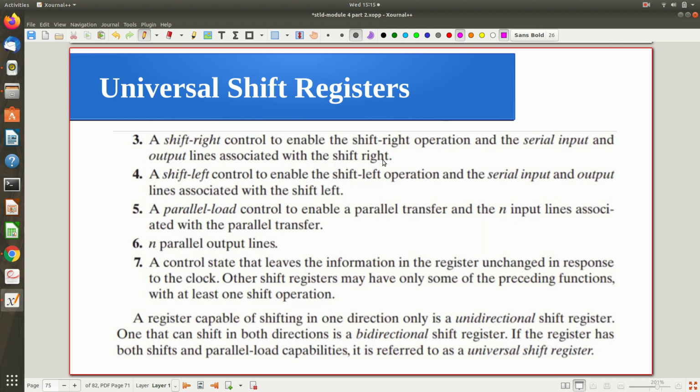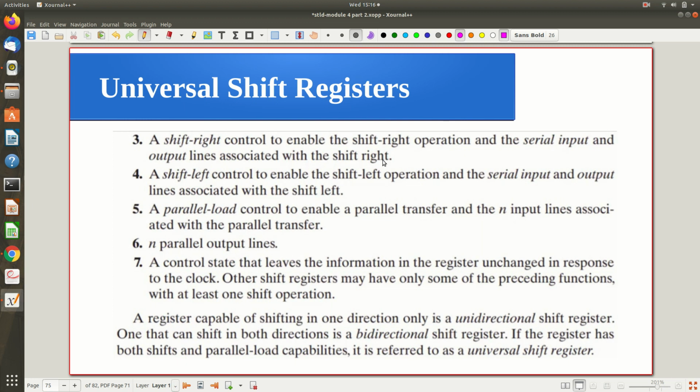We need parallel input lines, because if you want to insert data into the system in parallel, there should be parallel input lines, and also a control line saying whether to load the data into the register in parallel or do the shifting operation. That is why we have a control line, because sometimes we want to insert some new fresh data into the system, sometimes we want to do the shifting operation, or we want to retain the old information, and that can be controlled by a parallel load control line.